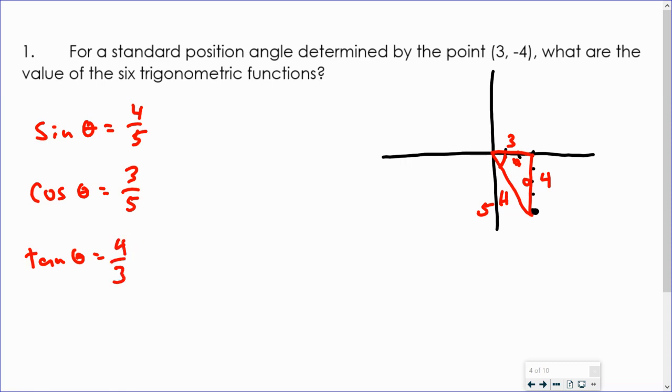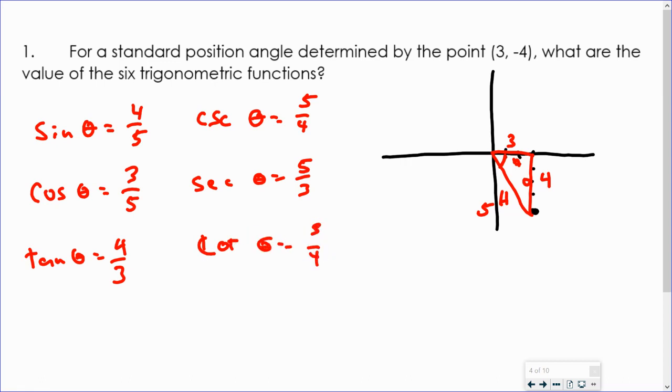All right, so once I get the big three figured out, now I go on to their pairs. So this is the cosecant of theta. I just flip these over. The secant of theta, again, I just flip them over. And the cotangent of theta, flip those over. So those are my answers for this one. In standard position, this is how I would do this problem.